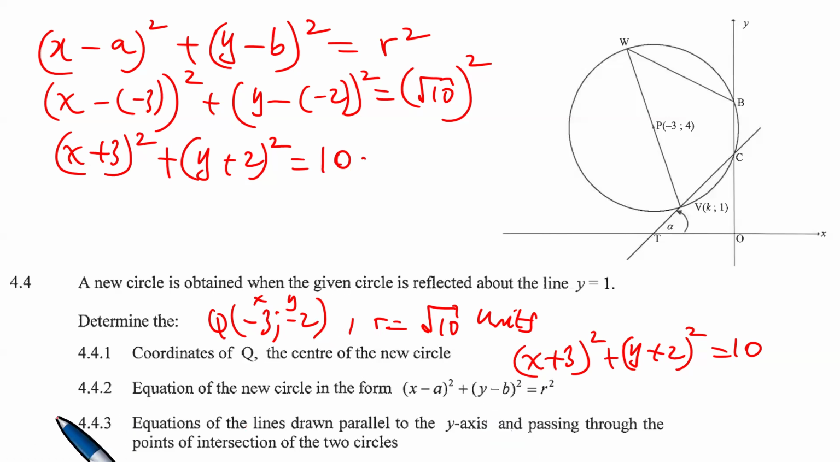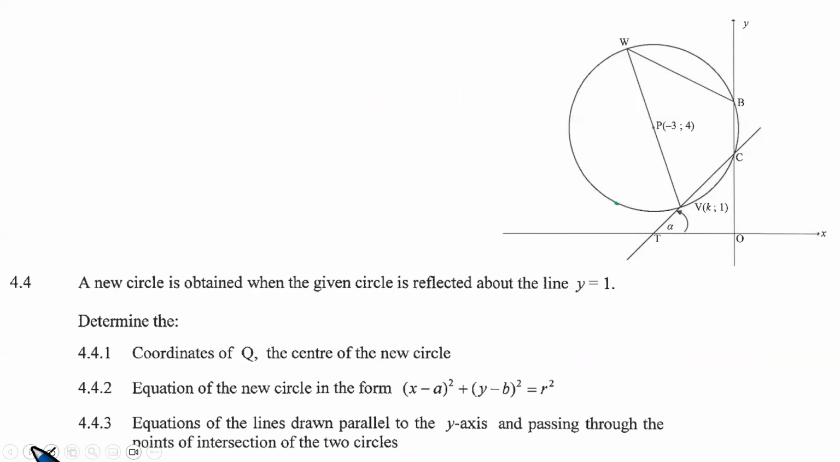And we tackle 4.4.3: the equations of the lines drawn parallel to the y-axis passing through the points of intersection of the two circles. Let's look at that one very carefully. Looking at 4.4.3, you want to find the equations of the lines drawn parallel to the y-axis passing through the points of intersection of the two circles.